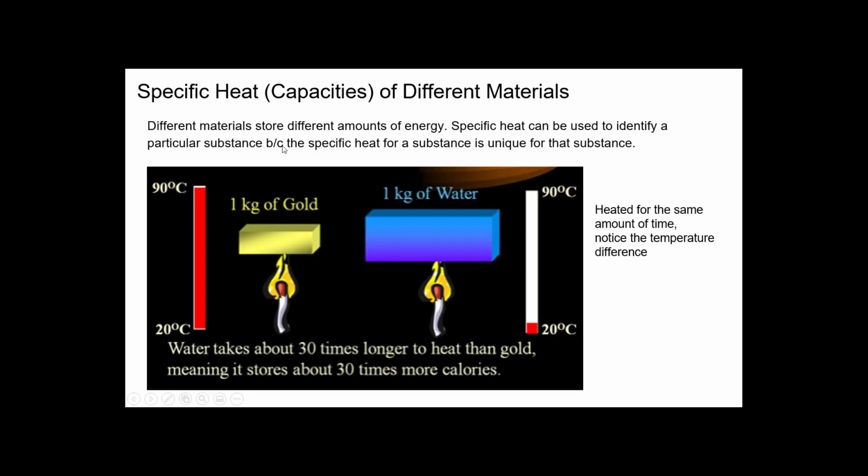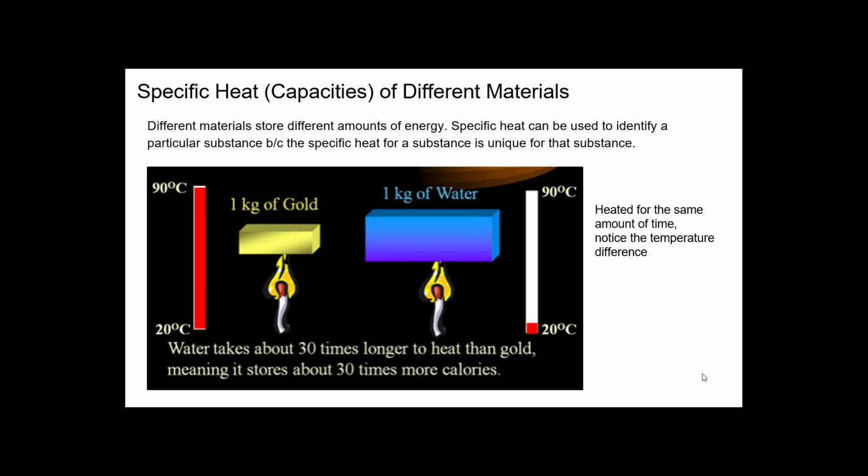Specific heat capacity is a fingerprint for different materials. So specific heat is a fingerprint because every substance has a different specific heat capacity, and that is the value of how much heat goes in to raise the temperature of that substance. So here's a picture. You have 1 kilogram of gold and 1 kilogram of water. Water takes about 30 times longer to heat than gold, meaning it stores 30 times more calories, yet if you look at the thermometer, it barely rises in temperature. That's because it has a very high specific heat capacity compared to gold.